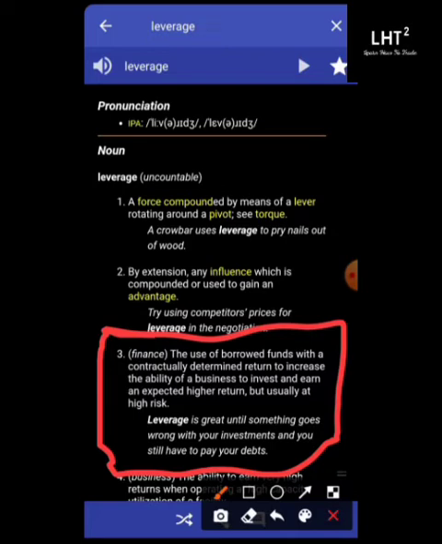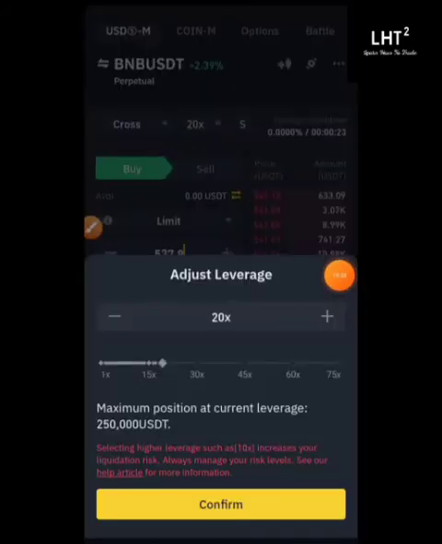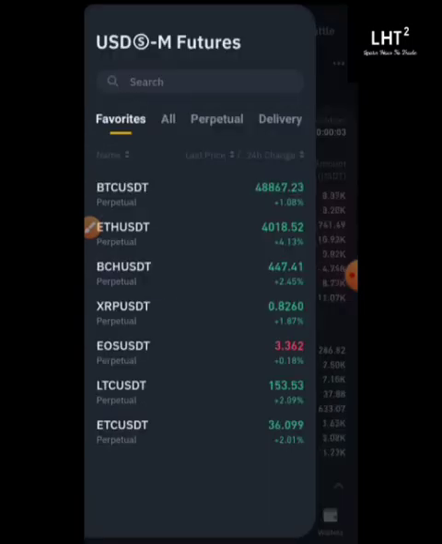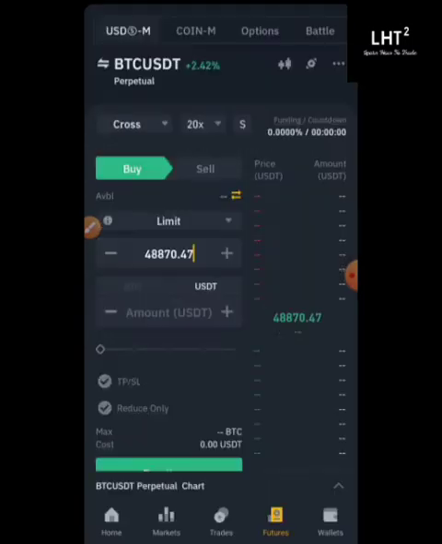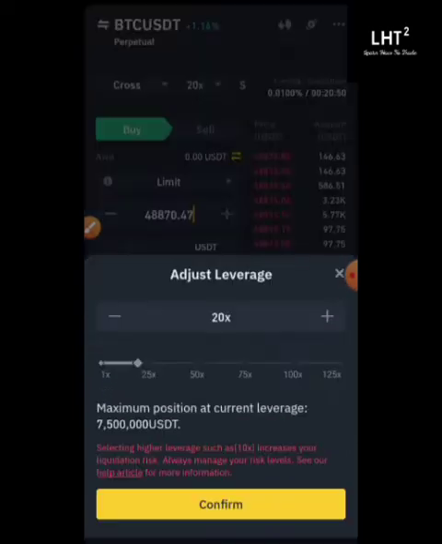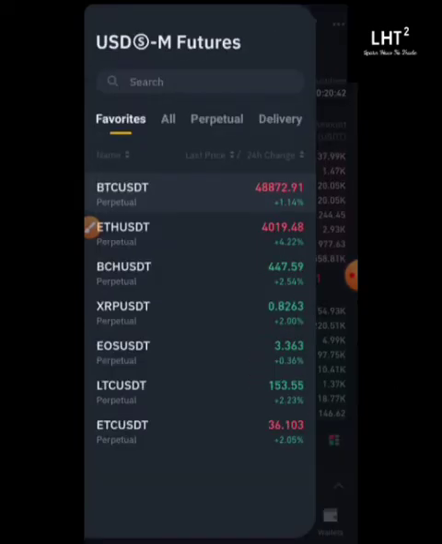Leverage in Binance futures. Let's head back to Binance. Firstly, the leverage for a particular trade is dependent on the assets you're trading. As you can see, the highest here is 75x, but there are actually some trades that have up to 125x. Let's check BTC. You can see 125x.